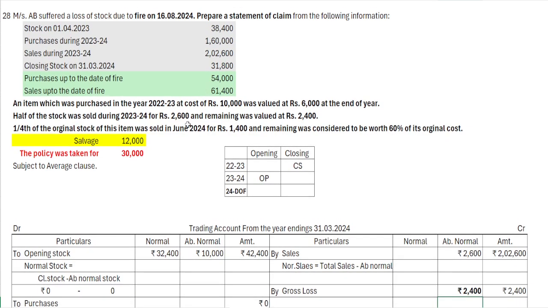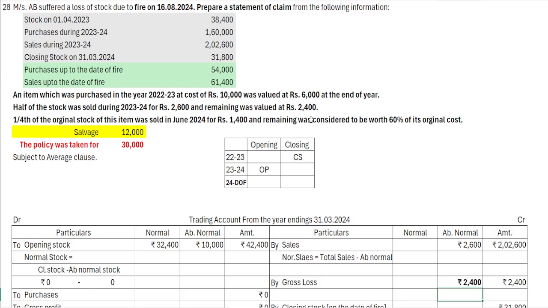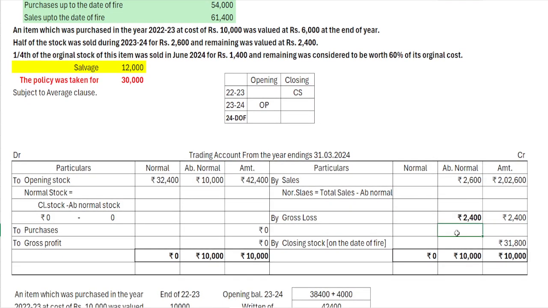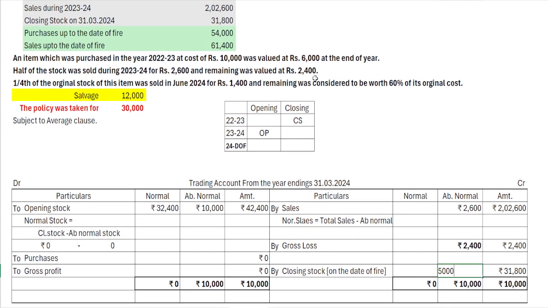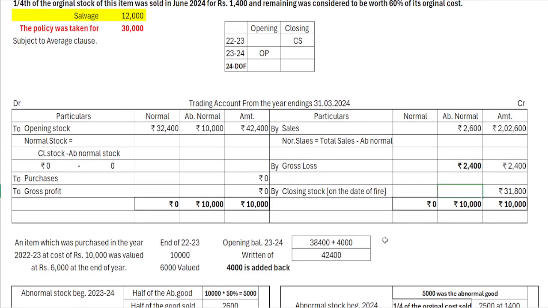Then let's continue. And the remaining was valued at 2,400. Remaining means 10,000, half is sold, 50% worth of goods is sold, then the remaining is 50%, which is 5,000. 5,000 worth, but valued at 2,400. Then 5,000 is valued at 2,400, so 2,600 is the loss.